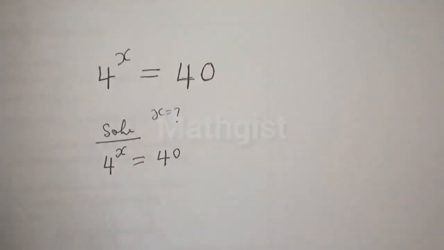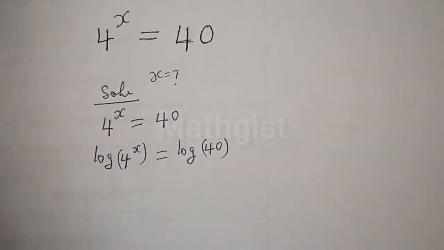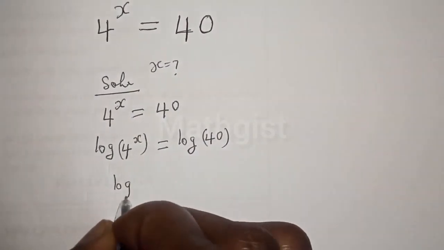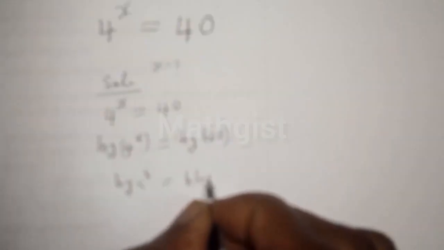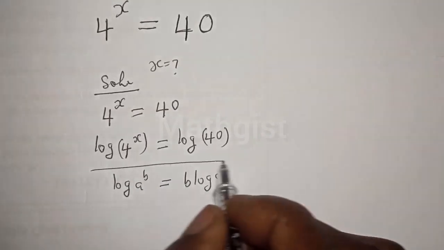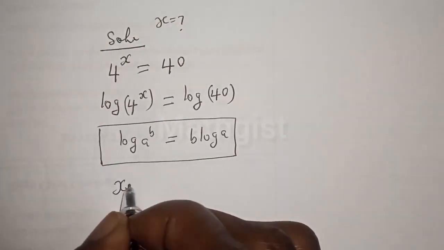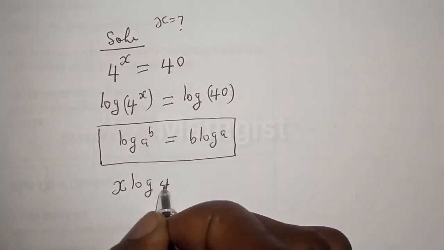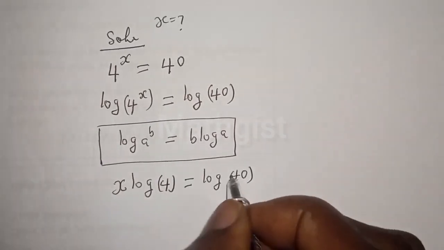Let's take the log of both sides. Log of 4 raised to power s is equal to log 40. Then if you have log a to the power of b, this is equal to b log a. This can be written as s log 4 is equal to log 40.